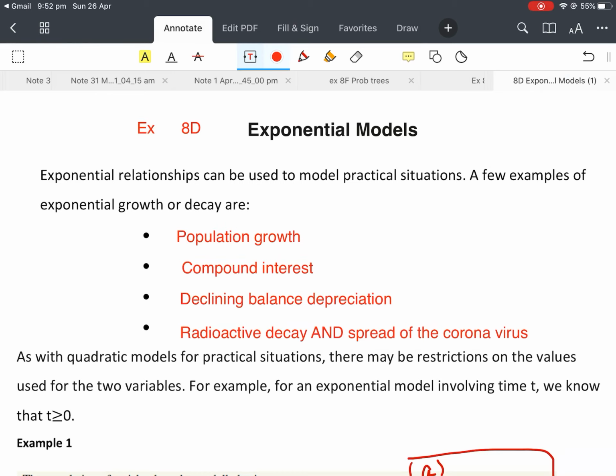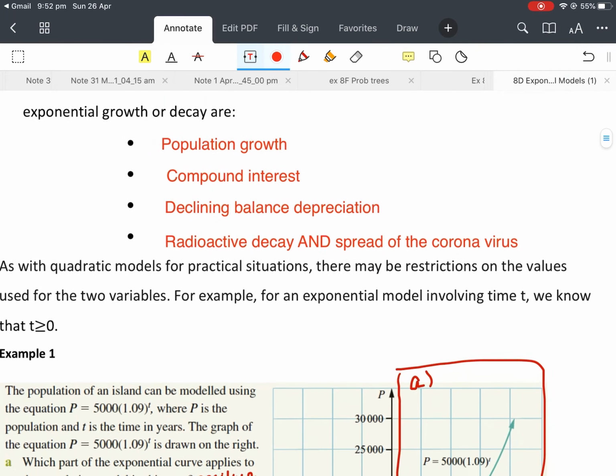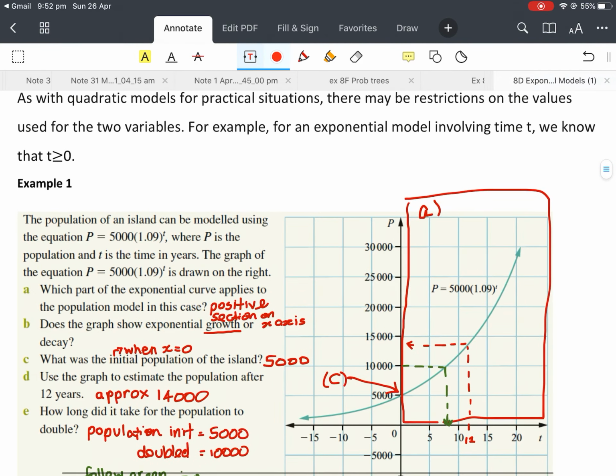As with quadratic models for practical situations, there may be restrictions on the values used for the two variables. For example, in an exponential model involving time, t, we know that time should be greater than or equal to 0. Okay, so no negatives basically. So here's example number 1. I've done the answers for you. I'll just talk you through them.